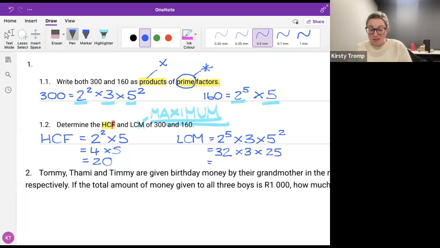Then what I'm going to do is I'm going to take my calculator because that's a really big sum. I don't want to do that in my head. 32 times 3 times 25 gives me 2,400.